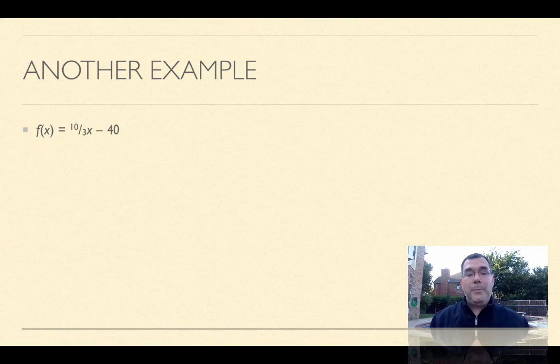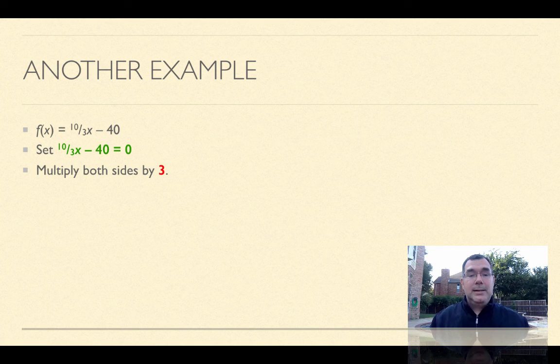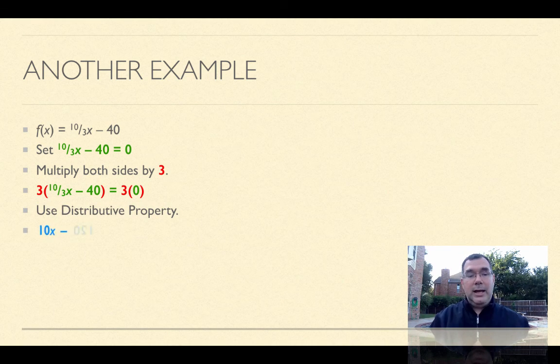Here's another example. f of x equals 10/3 x minus 40. So step 1, set that equal to 0. Step 2, figure out what x is. So I'm going to multiply both sides by 3 simply because I don't like fractions. And if I have a 3 in the denominator, I'm going to multiply everything by that denominator. So what that gets me is 10x minus 120 equals 0. Okay, now it's easier to solve. I'll get the same solution, so it's okay.